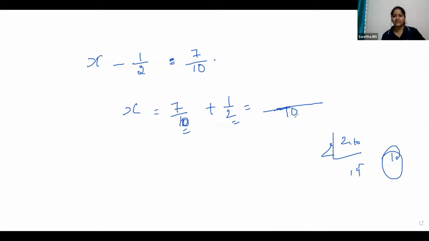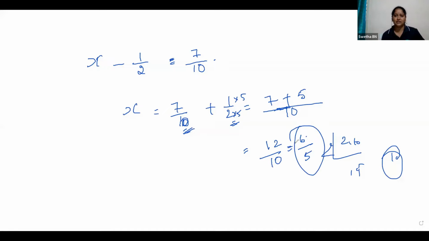Okay, here the LCM is 10. In the first fraction we already have 10, so we can write 7, 1 into 7 is 7. In the second fraction we have 2 in the denominator. To make it 10, we have to multiply by 5. So 5 into 1 is 5. 7 plus 5 is 12 by 10. If you want to keep the answer in simplest form, 2 sixes are 12, 2 fives are 10. So 6 by 5 is the answer.